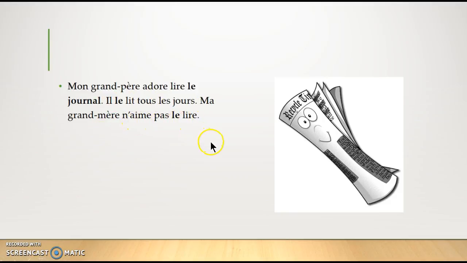So what I want to point out here is these direct object pronouns are going to go with the verb they're connected to. So reading is what goes with newspapers. So it's going to stick there. So if I want to say she doesn't like to read it, I'm going to put the le that refers to journal next to lire. And we kind of do that in English. So I think that hopefully makes sense.